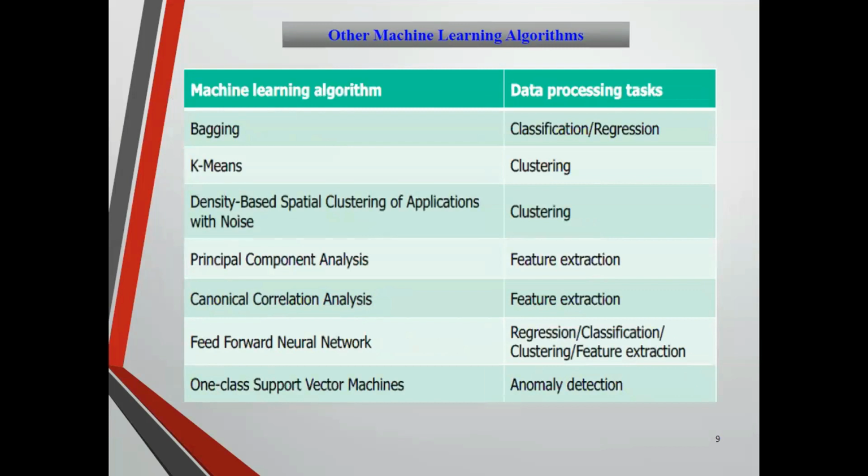The other important algorithms are mapping used for classification and canonical correlation analysis. Both do the same feature extraction work. And FEPNN is used for regression, classification, clustering, and feature extraction. And one-class is used for anomaly detection. So these are the different machine learning algorithms.